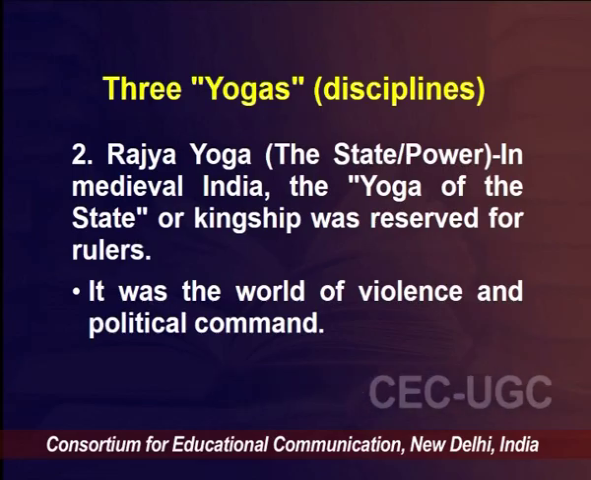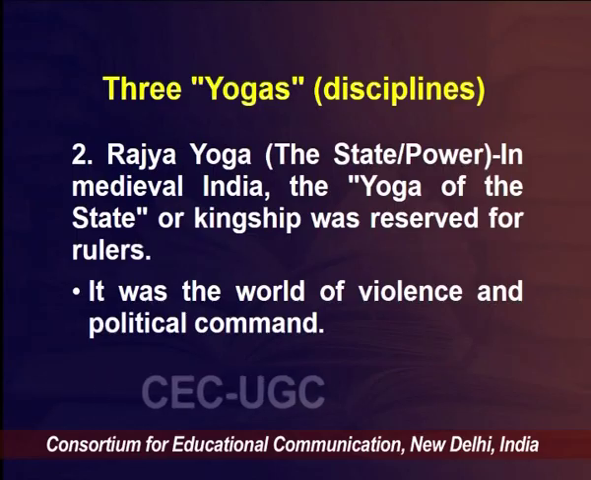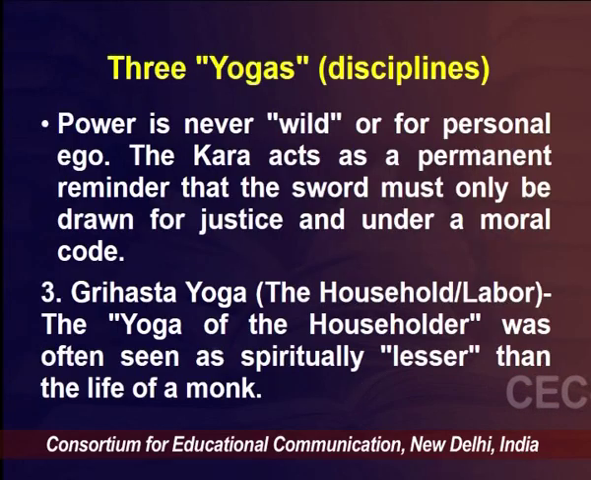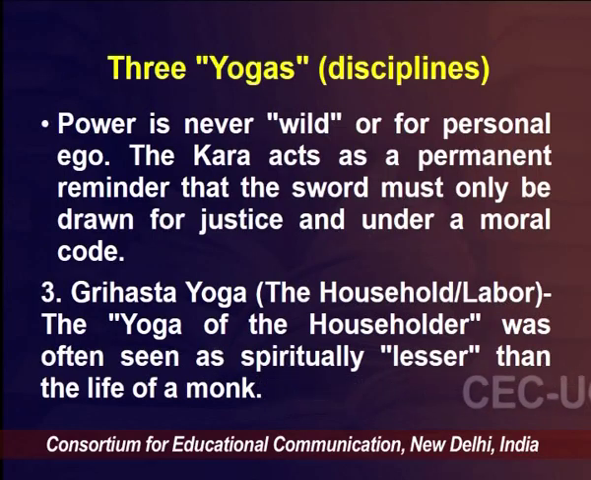The second yoga, or discipline, is Raj Yoga. It means the state or power. In medieval India, the yoga of the state or kingship was reserved for rulers. It was the world of violence and political command. Power is never free of a personal ego. The kara acts as a permanent reminder that the sword must only be drawn for justice and under a moral code. So, this pair of the kara and the kirpan basically reduces the misuse of the weapon.